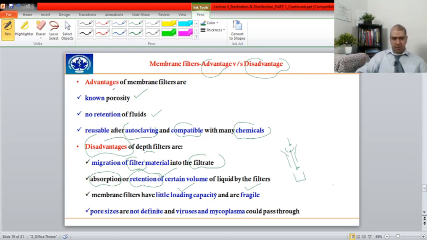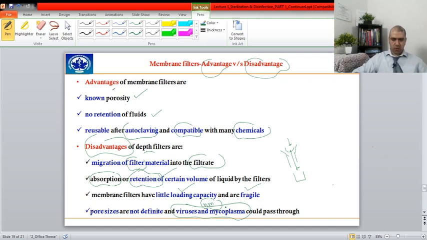So it has a little loading capacity because you have to wait for a time period. Now when you talk about pore size, they are not definite, and viruses and mycoplasma can pass through. Viruses are in the dimensions of nanometers, so no filter membrane can stop them.